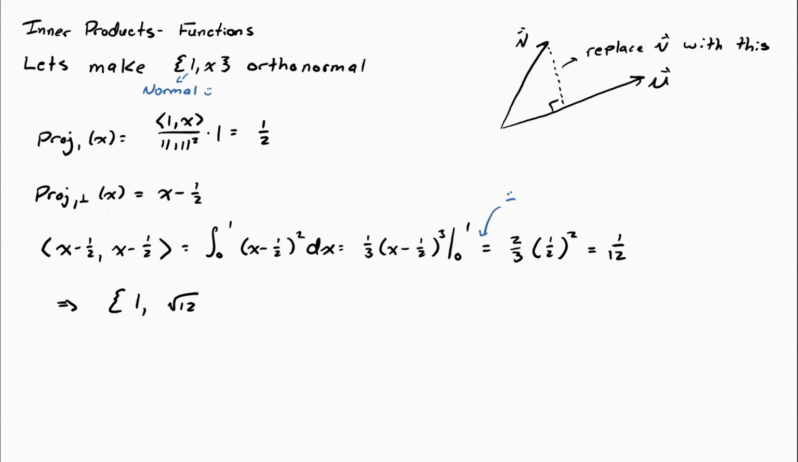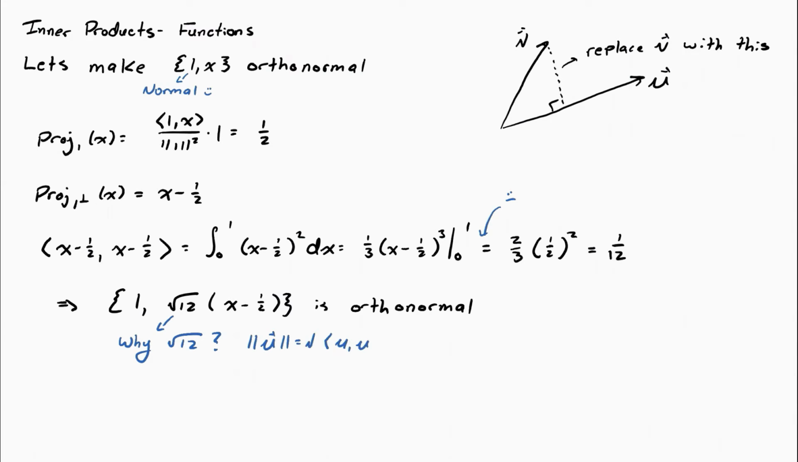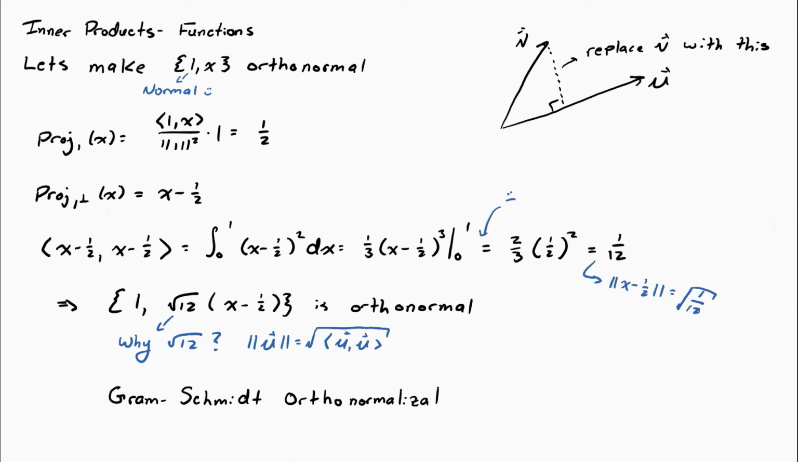Therefore, the set 1, square root 12 times x minus 1/2 is orthonormal. Why the square root of 12, you may be wondering? Well, the length of a vector is the square root of the inner product, so the length of x minus 1/2 is the square root of 1/12. We want the length to be 1, so multiply. This process is called the Gram-Schmidt orthonormalization process, and it is truly a sight to behold.